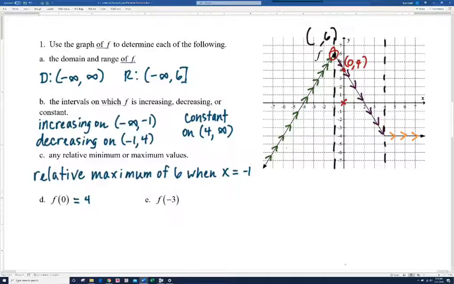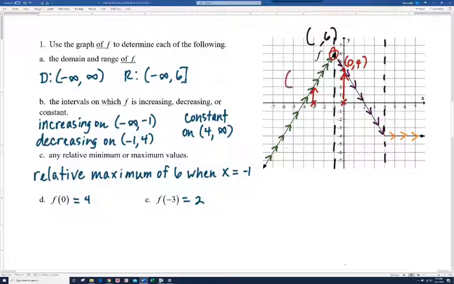Now the other way to think of it is when x is 0, what's the height of the graph? Well, we're up 4, so f of 0 equals 4. So f of -3, the next one here, you should have said is equal to 2. So notice this is where x is equal to -3, and the height of the graph is 2 there. It's up 2, and so f of -3 is equal to 2.